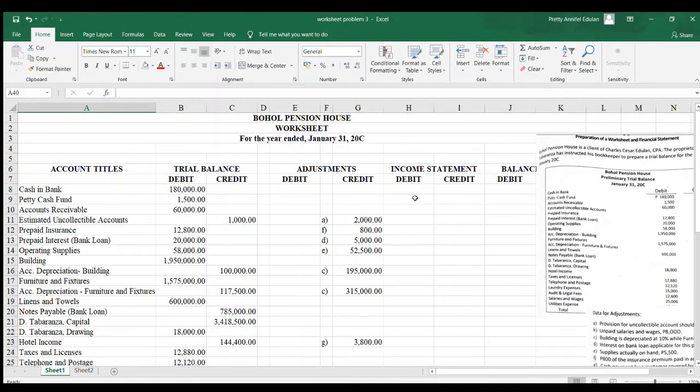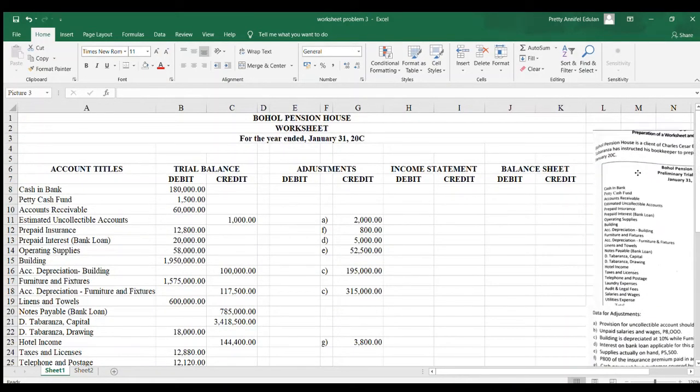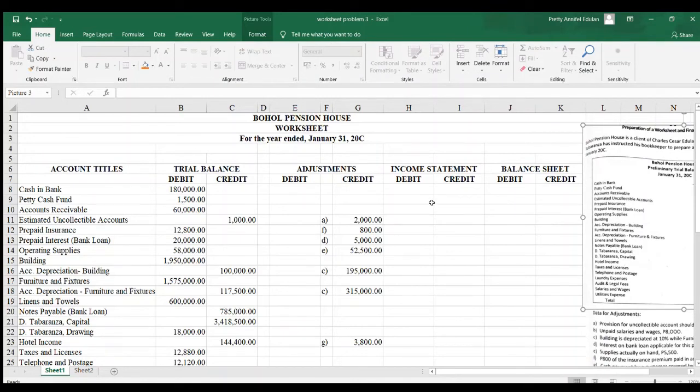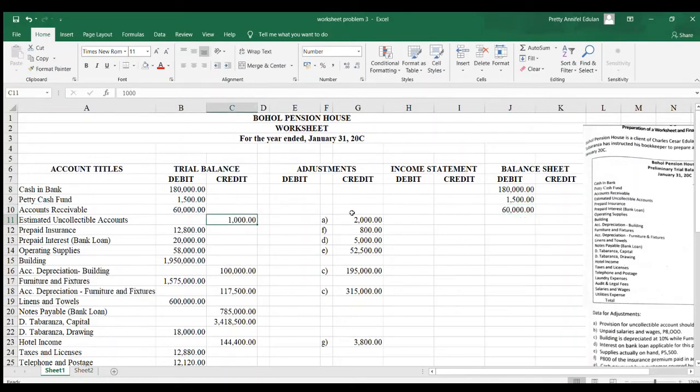Next, we have to identify whether each account is income statement or balance sheet. Same procedure, identify which is the asset, liability, equity, income, or expense, then transfer. So we already know that this part is the balance sheet. So cash, debit, petty cash fund, debit, accounts receivable, debit. So let's look at this one. Again, I will highlight it so that you will not be confused. It's both on the credit side.